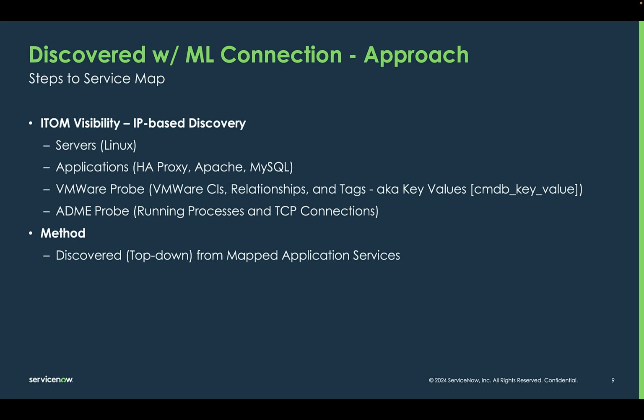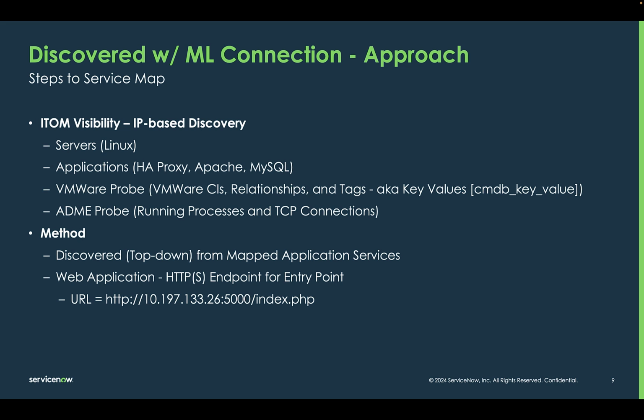As before, we're working with a top-down application service. Generally, you're still using a web application or an HTTPS entry point. And in our case, we are omitting the word MediaWiki from our URL so that the Apache pattern cannot make the connection. Rather, we're forcing the TCP connection to be created by machine learning.